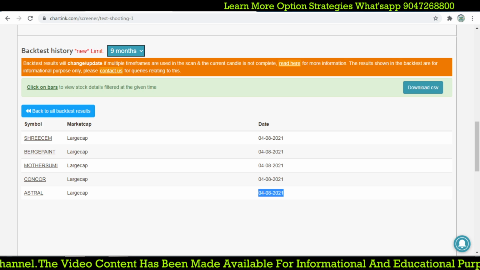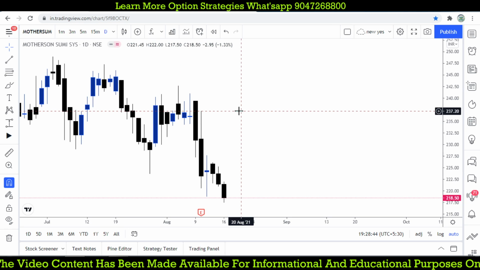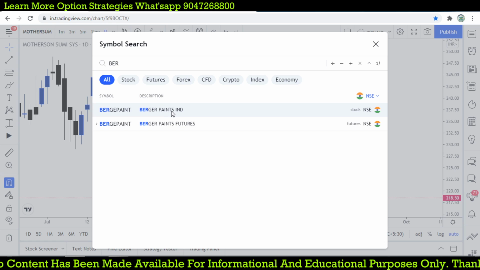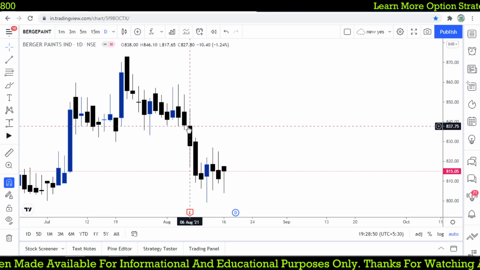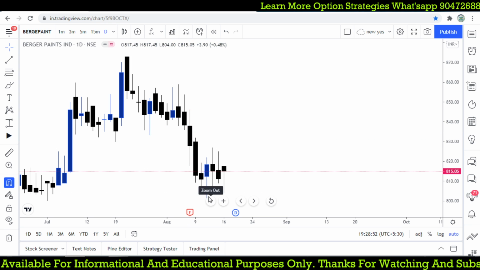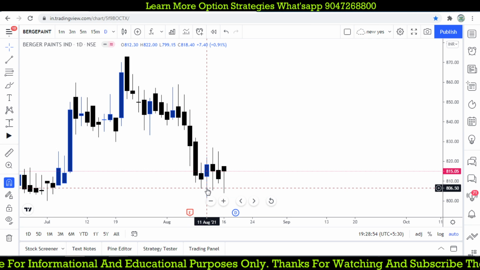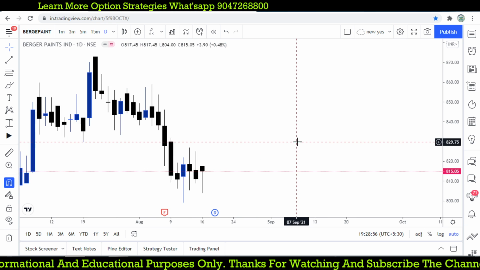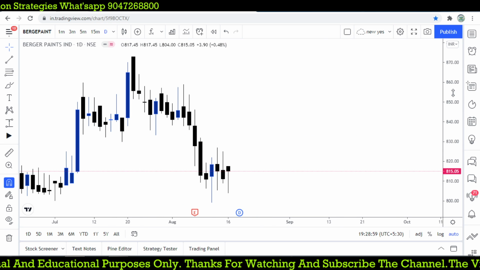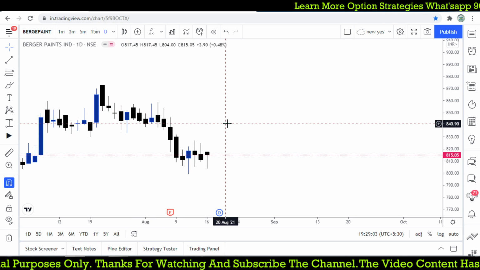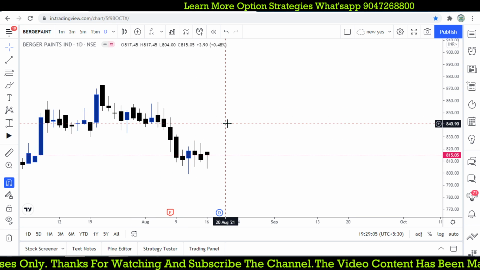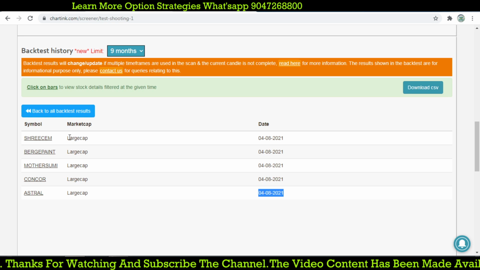Motherson Sumi. And the next one is Berger Paint and Strides; Strides, we cannot go for that. Berger Paint again on 4th of August, which breaks the low of 837. It comes towards the low of 800 and 799. So again, such a great movement using shooting star candlesticks that always gives you such great returns on an intraday basis.